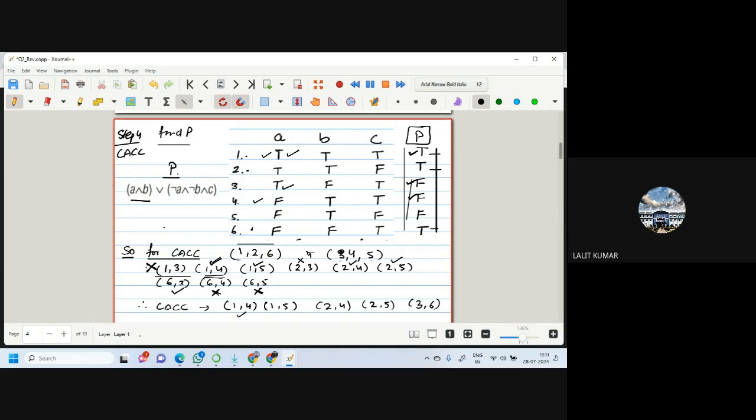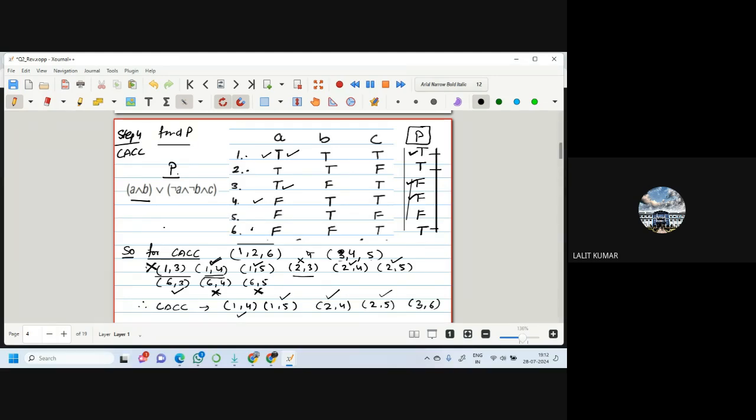Then I come to 1, 5. True, false, true, false. I retain this also. I come to 2, 3. True, true, true, false. It means it is not determining. So I discard 2, 3. I come to 2, 4. True, false, true, false. Yes, it is determining. Same for 2, 5. And same for 3, 6.